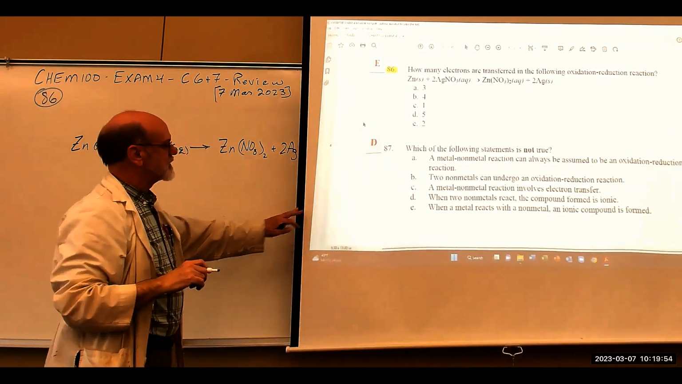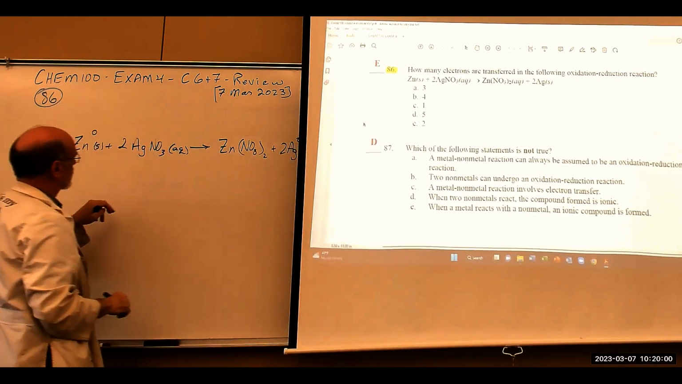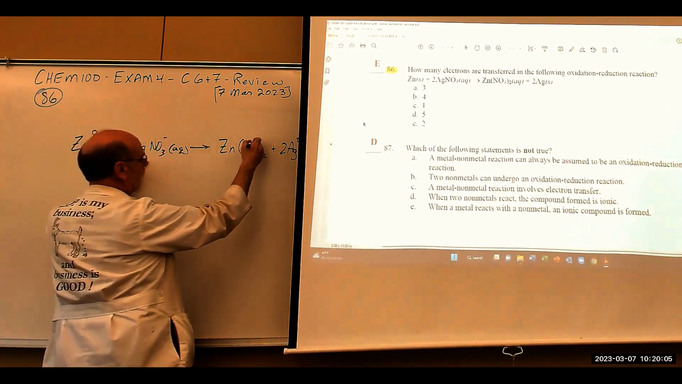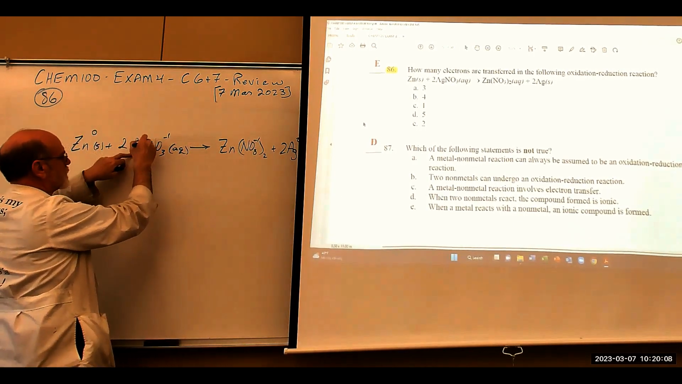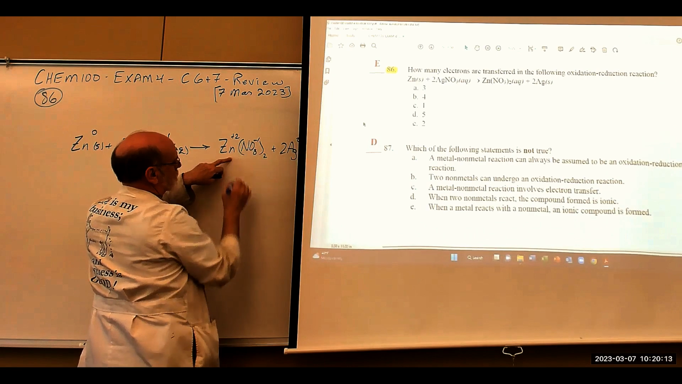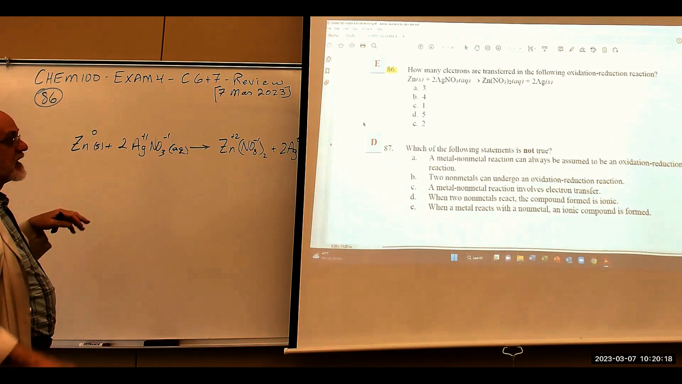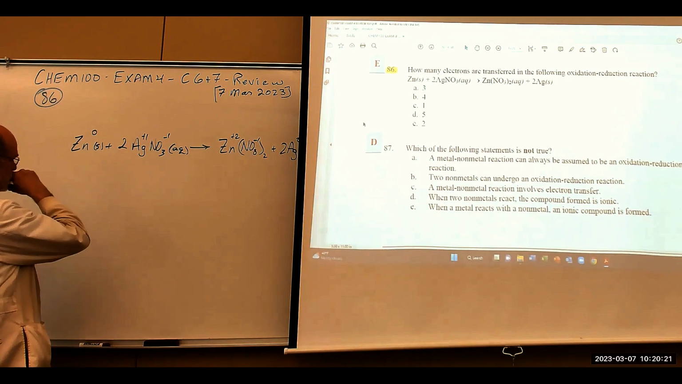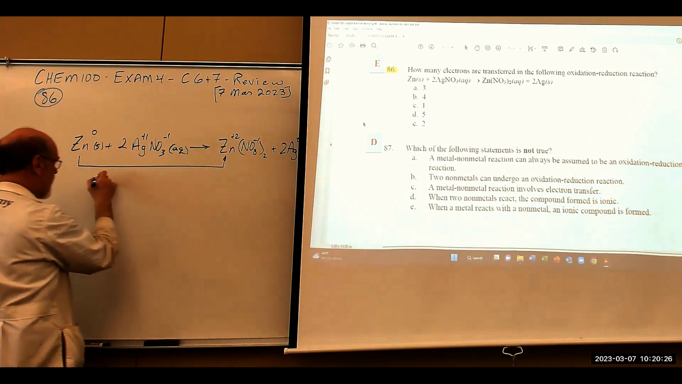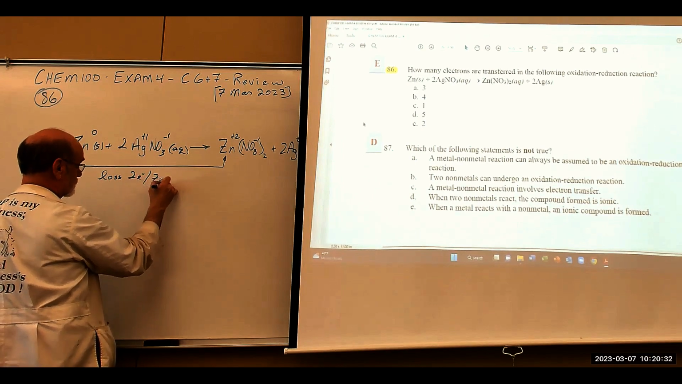So what are the oxidation states here? Well, the elements are always zero oxidation state. The nitrate is a polyatomic ion with a -1 charge. So that means silver has to be a +1, and zinc has to be a +2 to balance 2 minuses. So now that we have all our oxidation states, we can say how many electrons are transferred. If we go from this zinc to that zinc, we had a loss of 2 electrons per zinc.